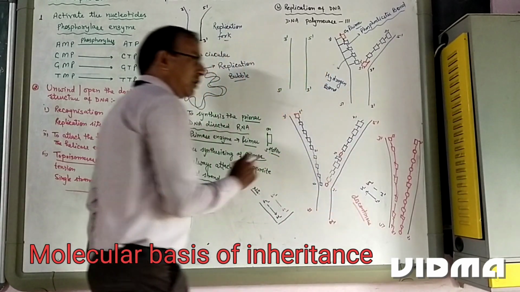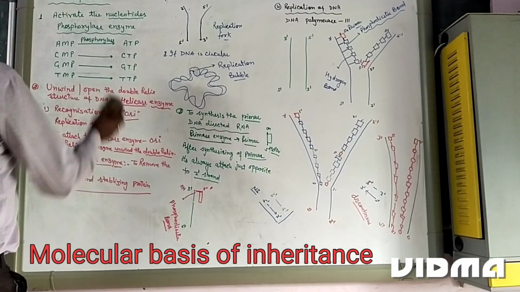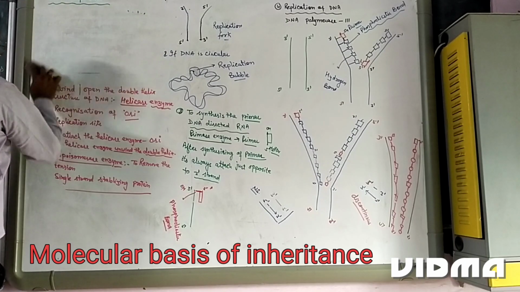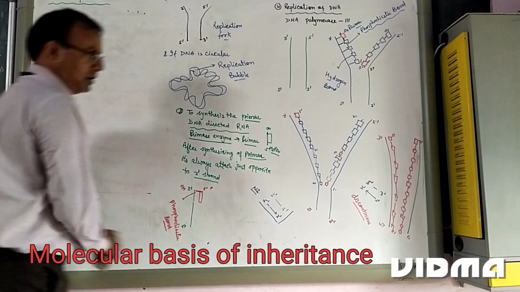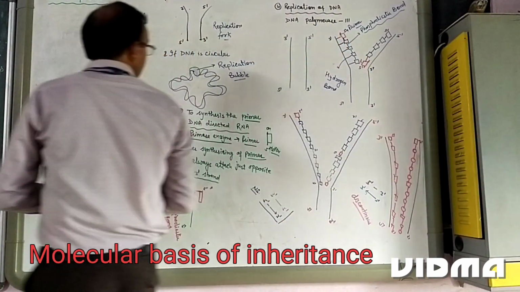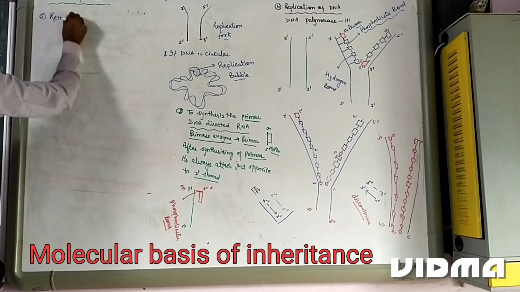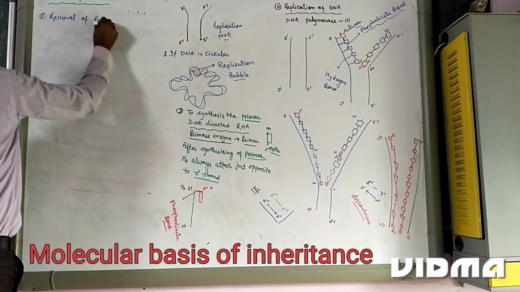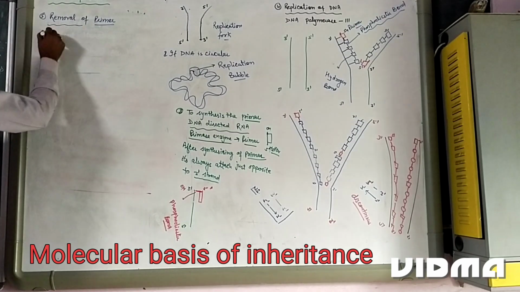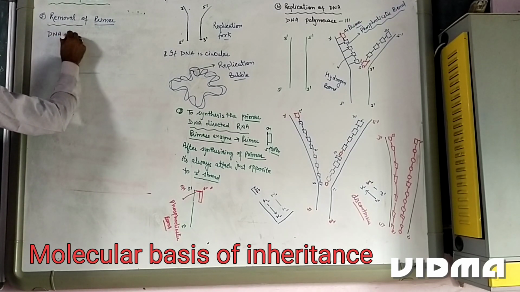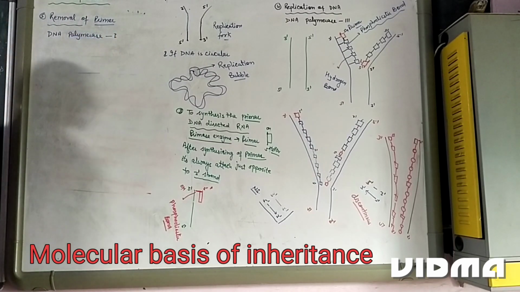When can we see that it is discontinuous? When we remove the primer. The next step is removal of primer. Step number 5: removal of primer. The primer is removed with the help of the enzyme DNA polymerase 1. The DNA polymerase 1 enzyme is required.